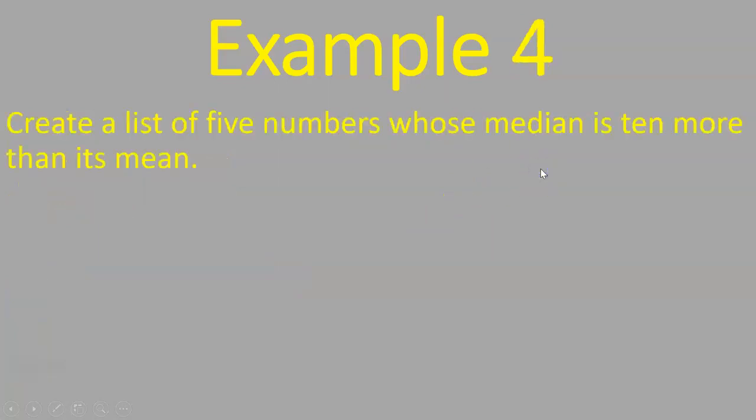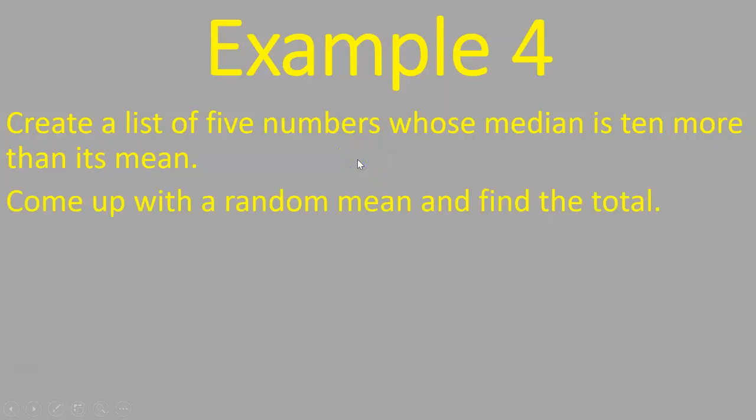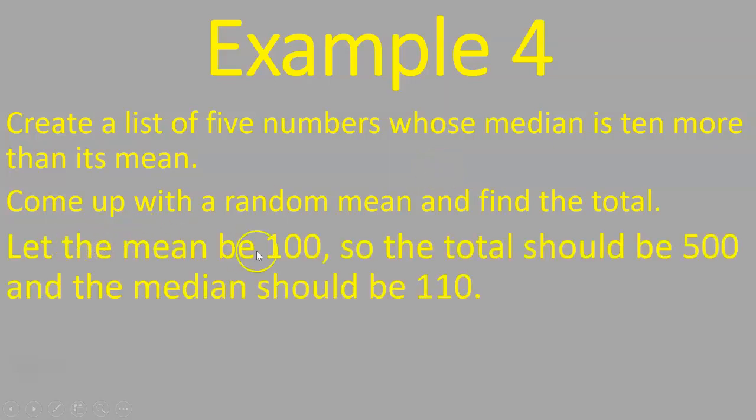Fourth example, create a list of 5 numbers whose median is 10 more than its mean. Okay, so there's different ways of going about this. Just trial and error works. But a systematic way we could do this is to come up with a random mean and find the total from there, like we advised last time. So if we let the mean be 100, the total should be 500, again, because 100 times 5 numbers is 500. And the median, per the problem, should be 10 more than the mean, so we make the median 110.